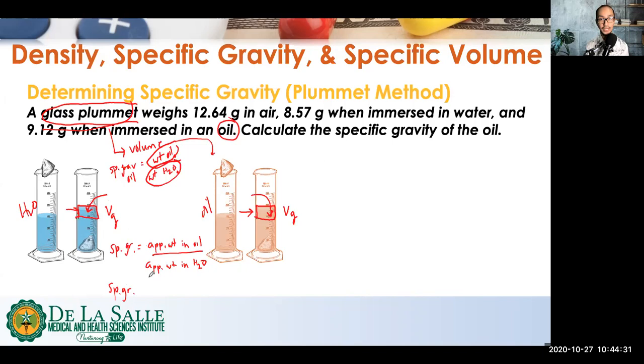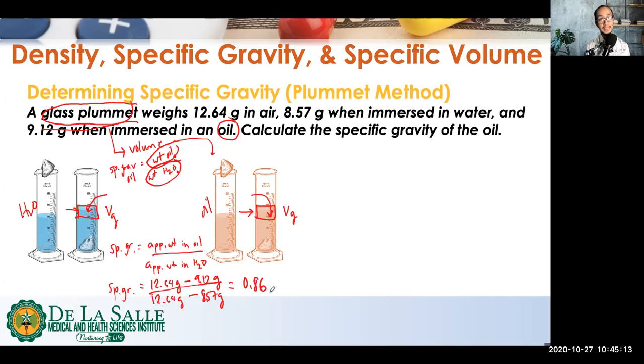Okay, so the apparent loss in weight of the glass plummet in oil is equal to 12.64 grams, the weight of the glass plummet in air, minus 9.12 grams, which is the apparent weight of the glass plummet in oil, divided by, again, 12.64 grams, the weight of the glass plummet in air, minus the apparent weight of the glass plummet when immersed in water, and that is 8.57 grams. Okay? So if you calculate that, the value that you will get is 0.86.